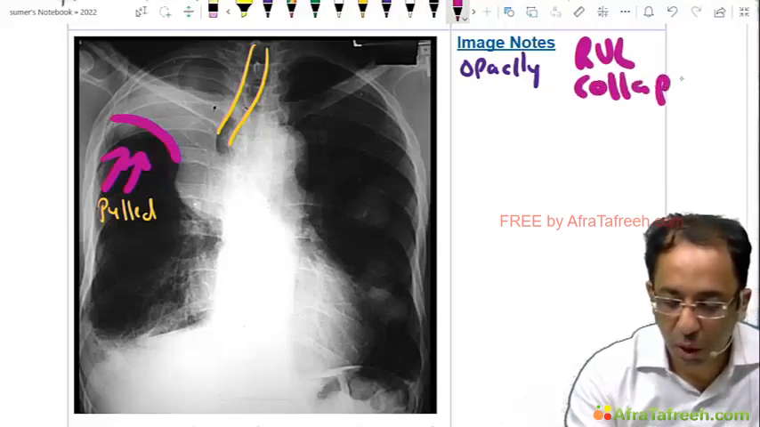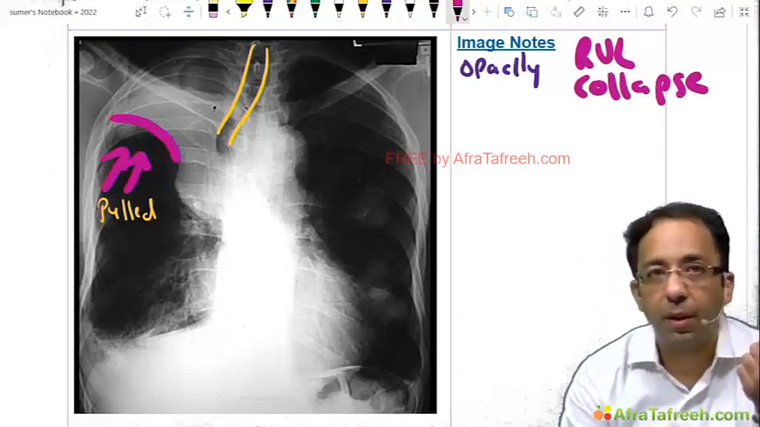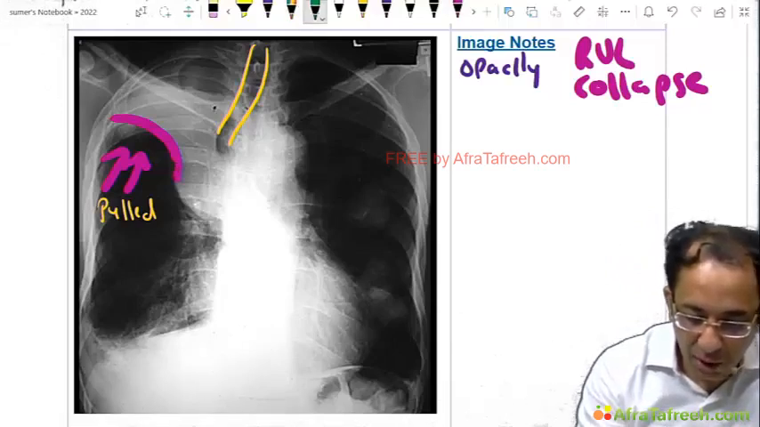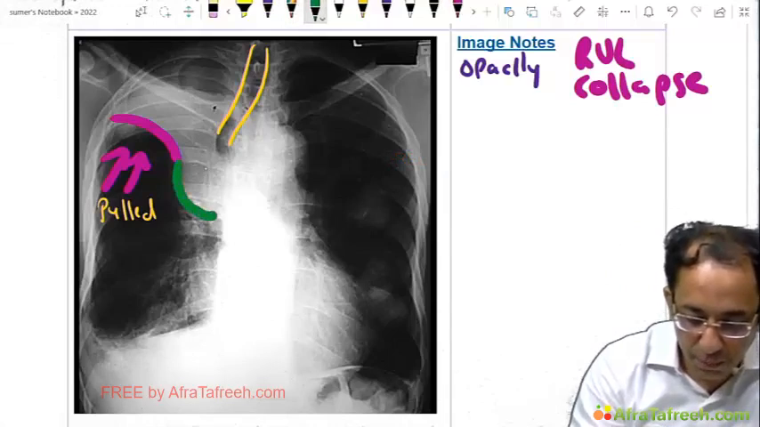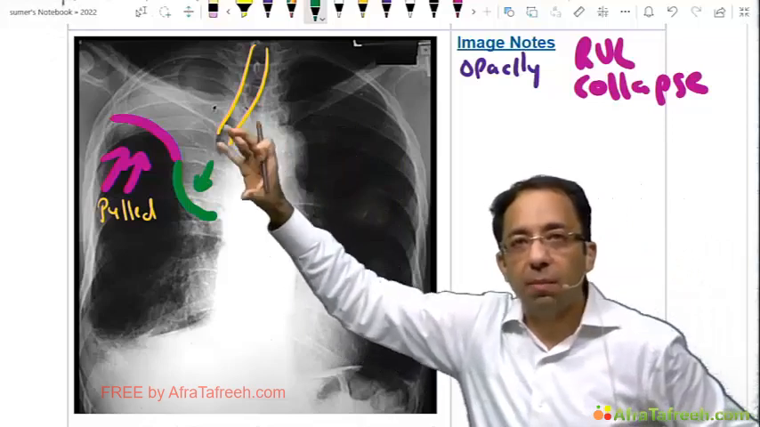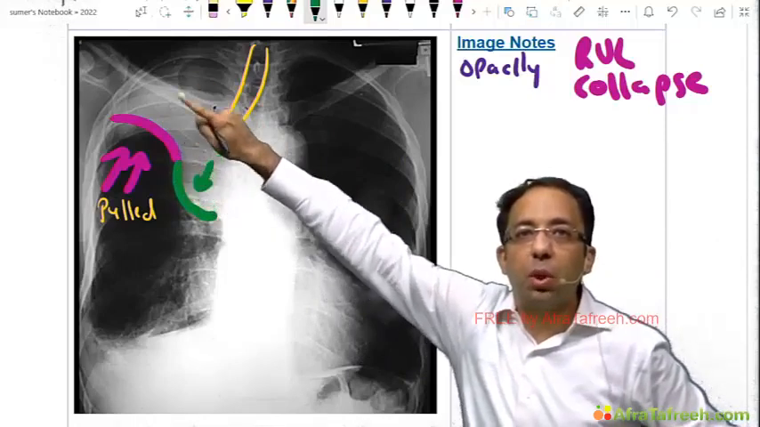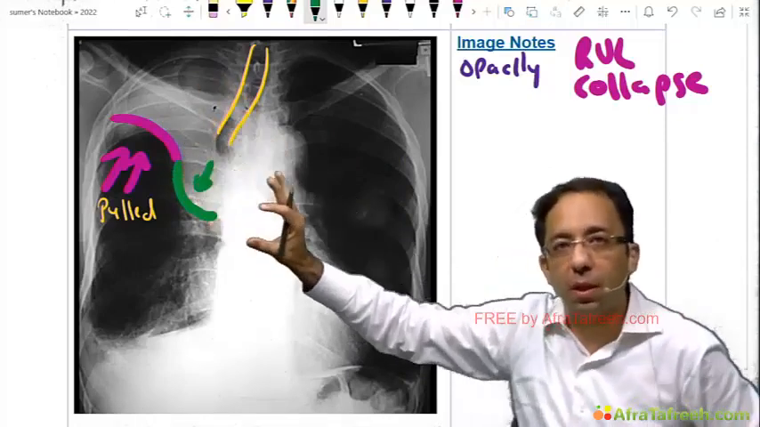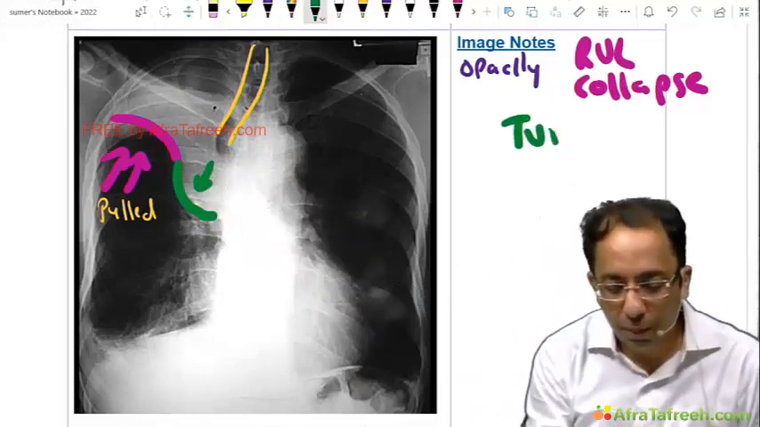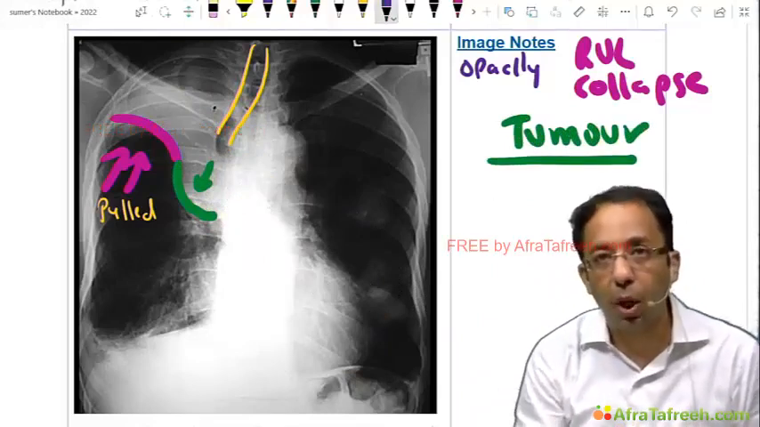There is only one thing which is not fitting in. That thing is that the central part of the horizontal fissure is pushed down. That means this particular patient has something heavy in the center which is causing bronchial obstruction and which is leading to the collapse of the upper lobe. What could it be which is heavy? So heavy could be a tumor. So this patient probably has a bronchogenic tumor leading to right upper lobe collapse.